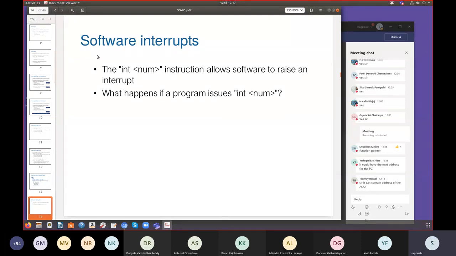Also, as I said, page fault is a hardware interrupt. There were also software interrupts. So there was this special instruction called int. So int num, where num would be a number. This instruction could be used by a software program to raise an interrupt.